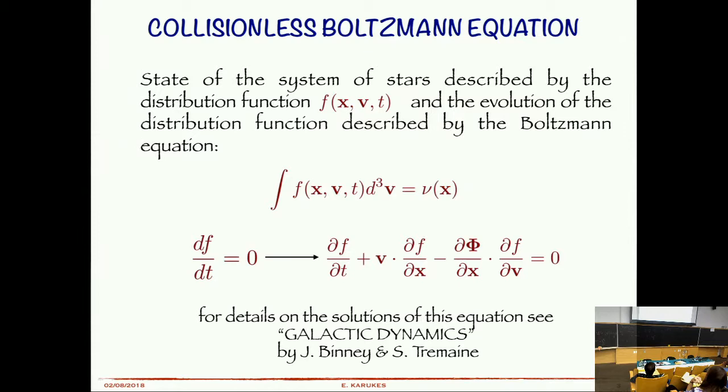So again, there are many solutions of this equation. One of the ways is to take the so-called zero momentum, which is just to take the integral of these components over the velocities and get the so-called Jeans equation.